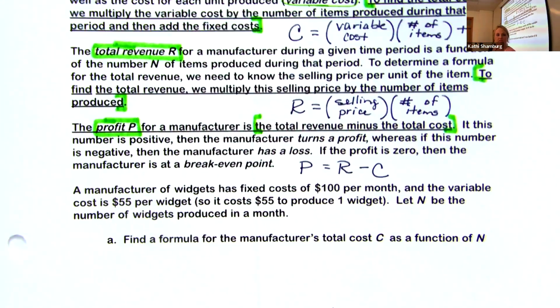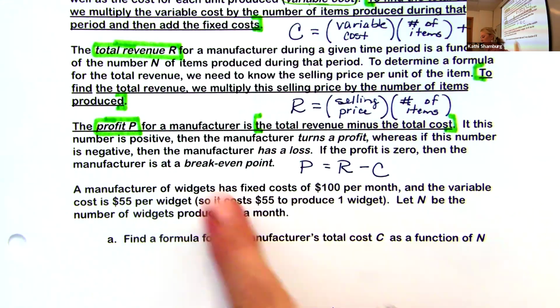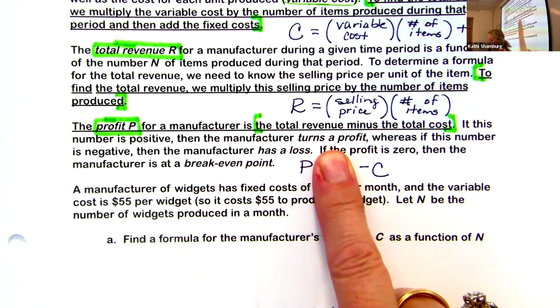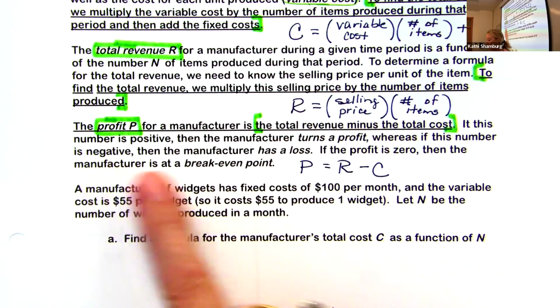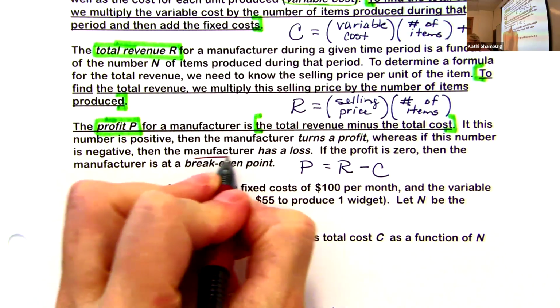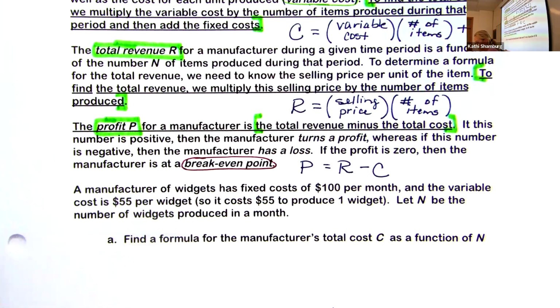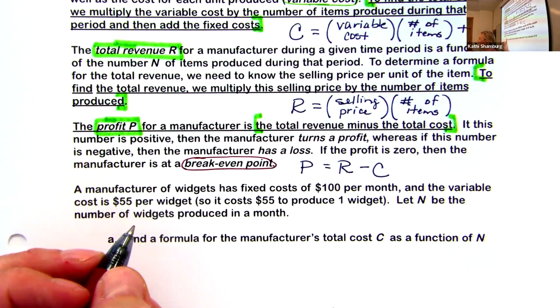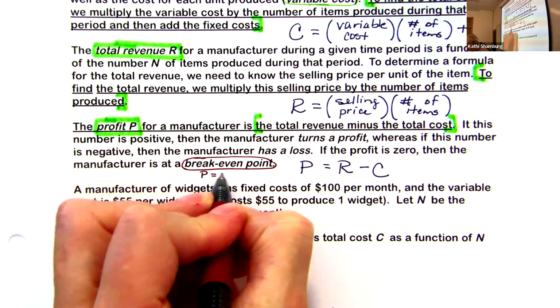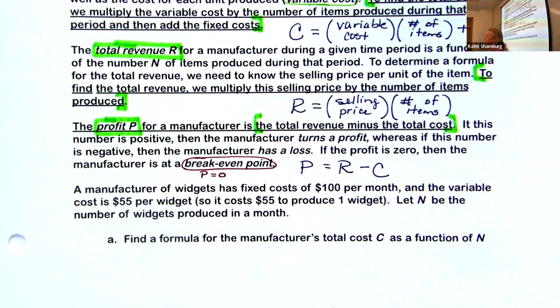Now, we just briefly hit on it. If this number is positive, then you're making money and what we say turns a profit. If the number is negative, then you have a loss. One thing that we're also going to be looking at is what is called the break-even point. The break-even point, you're not making money, but you're not losing money. So what is your profit at? Zero. So this is when your profit equals zero. That's what we call the break-even point.